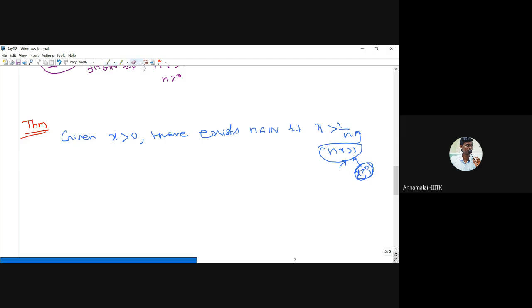Okay, this is the first theorem. So this is a simple deduction of the Archimedes property. Okay, so that is the first one.